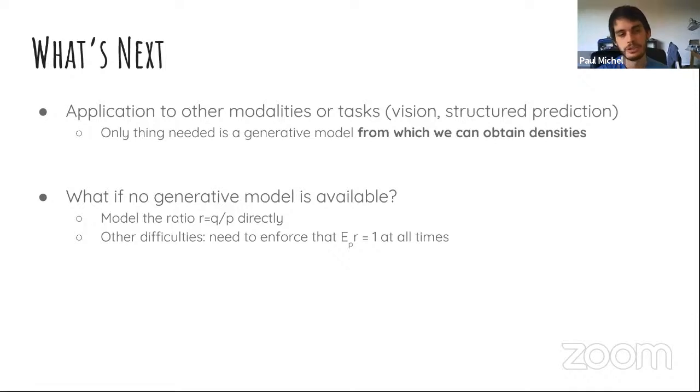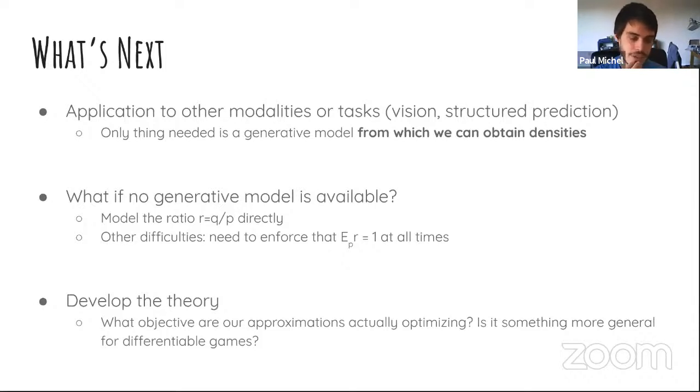What we could do is, instead of modeling Q, we could model the ratio directly. So have a model output a real, positive value, the ratio between the two likelihoods. There are other difficulties with this, like you need to enforce that the ratio is accurate, and things like that. But yeah, I've been doing experiments lately and having encouraging results. And this is an exciting other direction, because you can use discriminative models for the adversary, and this opens up applications in a lot of other modalities and tasks. So that's exciting.